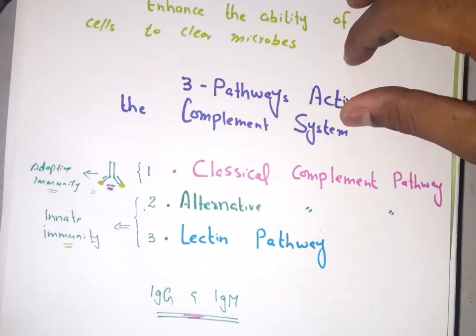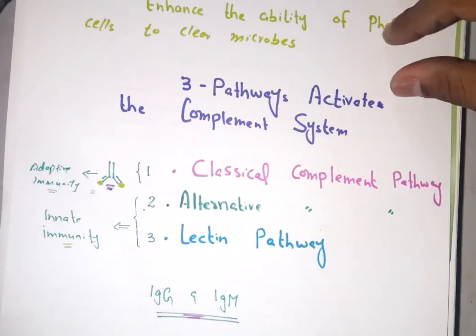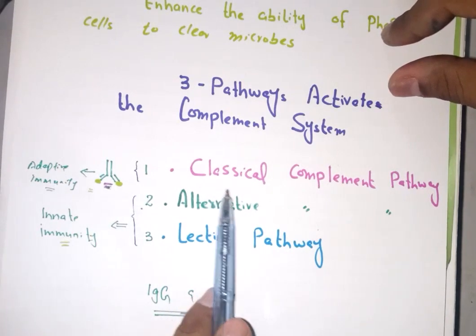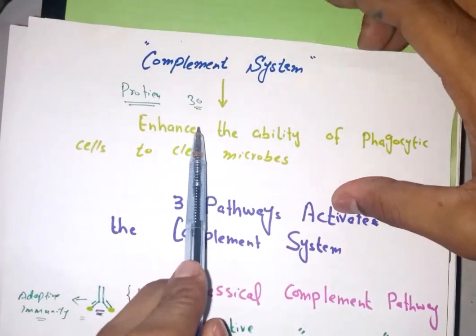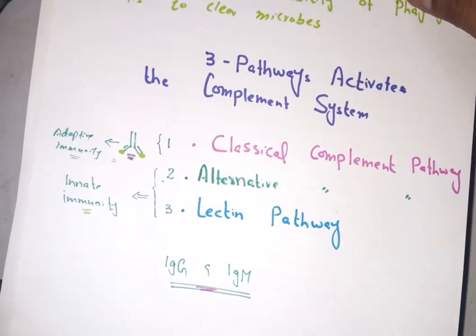Today, in today's video, I will talk about the classical pathway, and I have explained that in the classical pathway, antibodies are involved. It means this system of different proteins will get activated after the antibody and antigen interaction.